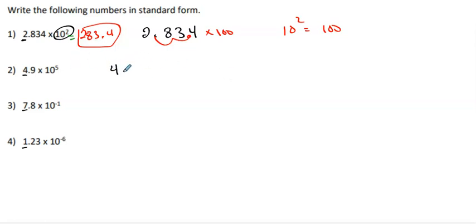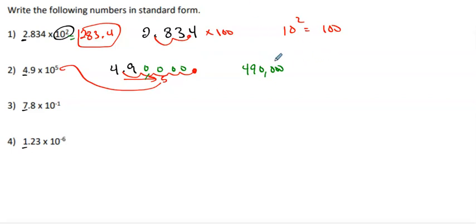Alright, so 4.9 times 10 to the 5th. I'm going to move this decimal over that way 5 times because I'm to the 5th power. I don't have anything left, so 2, 3, 4, 5, I'm going to stop there. Every single one of these has to be filled in with a 0. That leaves me with 490,000. So 4.9 times 10 to the 5th is the same as 490,000.